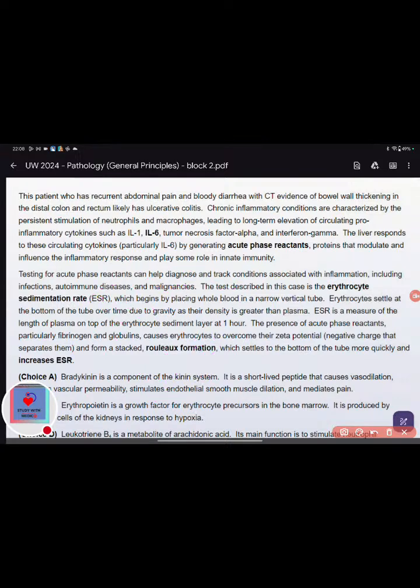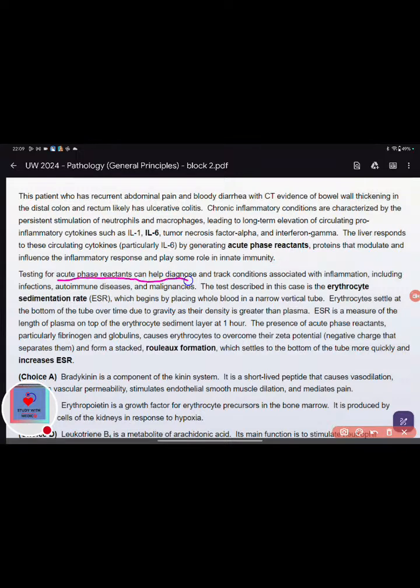Whoever has forgotten, revise. The liver responds to the circulating cytokines, particularly IL-6, by generating acute phase reactants, proteins that modulate the inflammatory response and play some role in innate immunity. So the liver responds to the many inflammatory factors, that is IL-6, by producing acute phase reactant proteins. These proteins modulate and influence the inflammatory response and play some role in innate immunity.